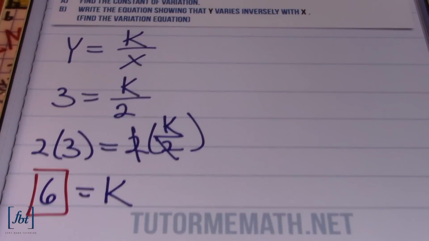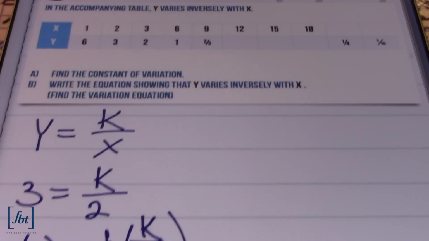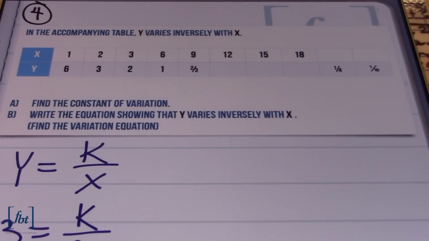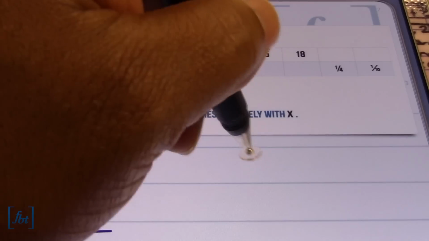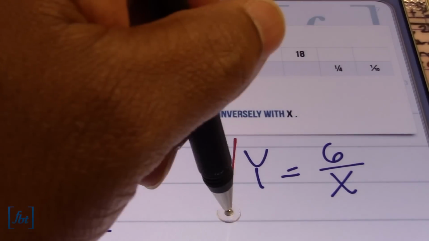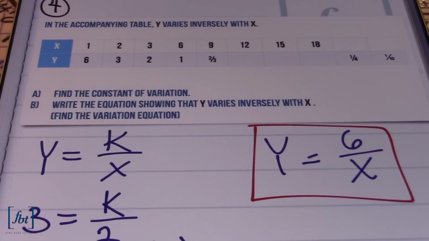I'm red boxing this. So now we have A answered. We have our constant of variation. For part B, they want us to write the equation showing that Y varies inversely with X. In other words, find the variation equation. So we'll have Y equals 6 divided by X. This is our variation equation. Red boxing it. Now that we have it, completing the table will be that much easier.